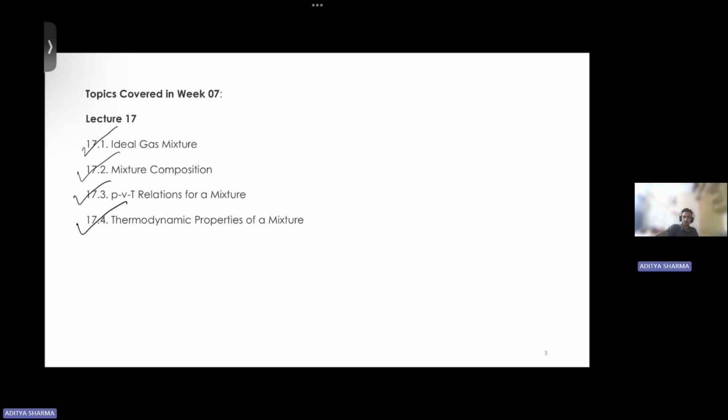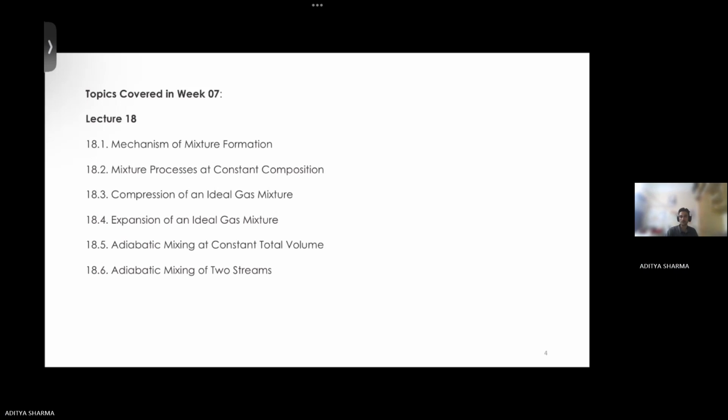And then there is a formula for specific heat calculation also. So all this can be worked out. Okay. So this was your lecture 17. Now coming to lecture number 18.